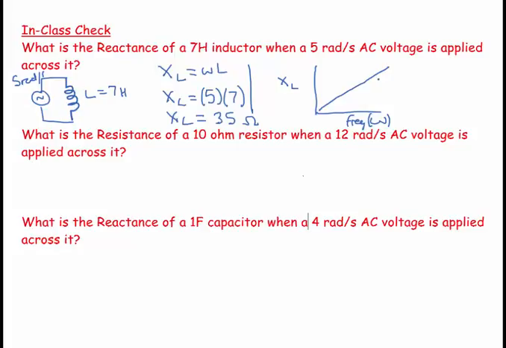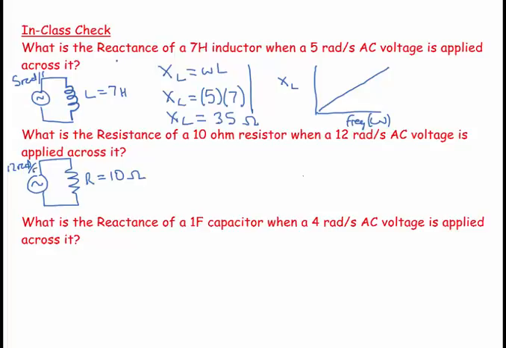So that makes sense. If I look at the next bit, it says, what is the resistance of a 10 ohm resistor when a 12 radian per second AC voltage is applied across it? And so here's my AC voltage source, and here's my resistor, and this is R, and this is 10 ohms, and this is 12 radians per second, so it's a different frequency.